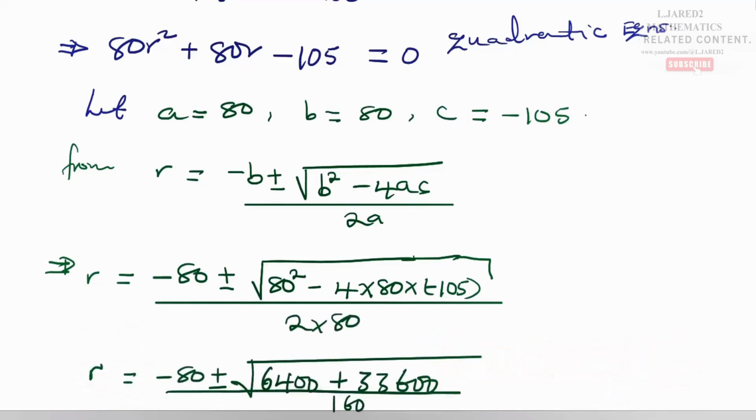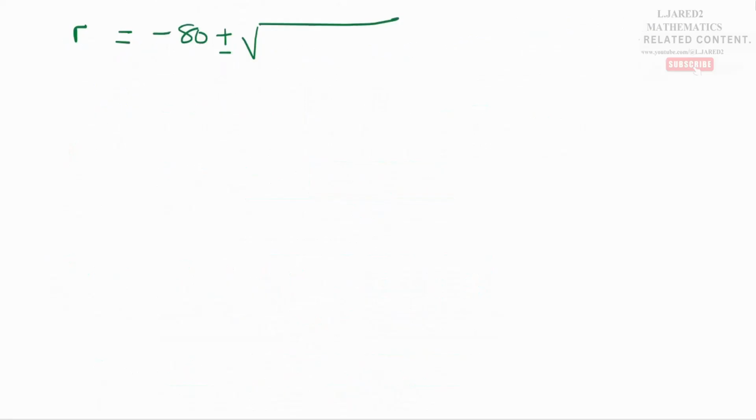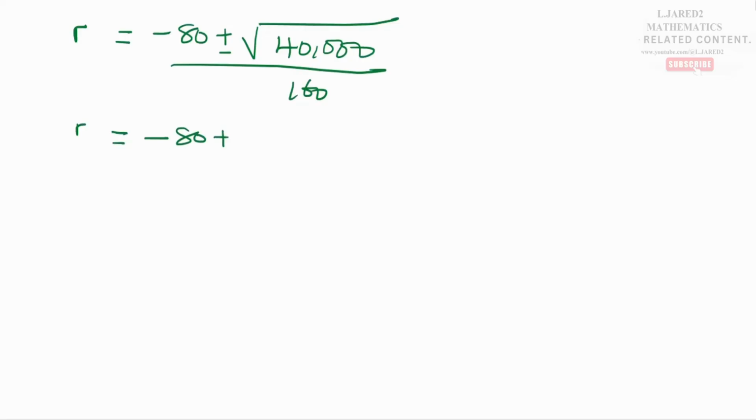As we continue simplifying, we are getting R being equal to negative 80 plus or minus the square root of, so if we simplify inside here, we have the 6,400, so under the square root we have 40,000 divided by 160. So as we continue simplifying, this is giving us negative 80 plus or minus. Now the square root of 40,000 is coming to be 200, so divided by the 160.